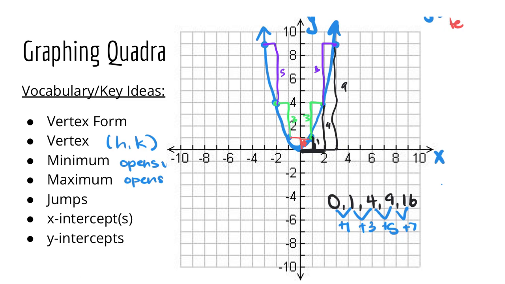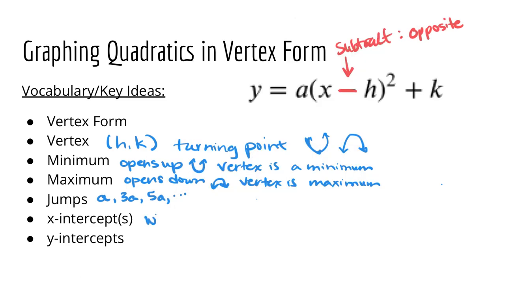Sometimes the leading coefficient is not 1. When the leading coefficient is 1, it's going to be these values that we have right here. How we accommodate for that will make more sense when we do examples, but our jumps are the a value, 3 times the a value, 5 times the a value, and it would go on from there. So the x and y intercepts: the x-intercept is where the graph crosses the x-axis.